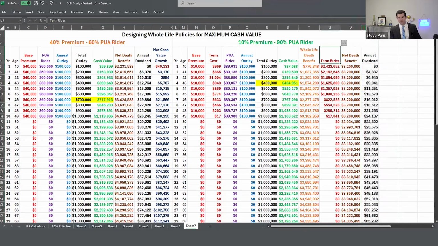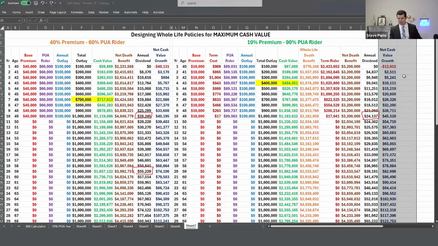Dividend. Look at this. Let me just isolate a couple of years for you. If we look at year 10, which one's higher? The one to the left. If I look at year 20, which one's higher? The one to the left. Significantly higher. But when I look at my cash value growth, which one's higher? The one to the right.